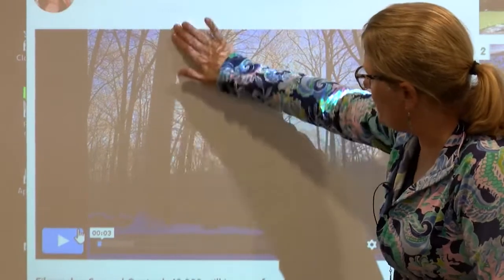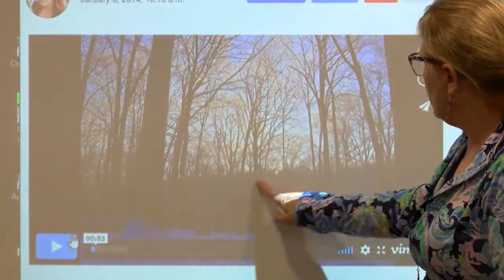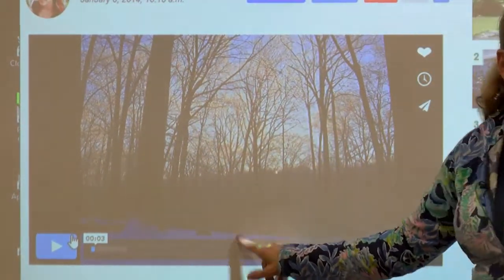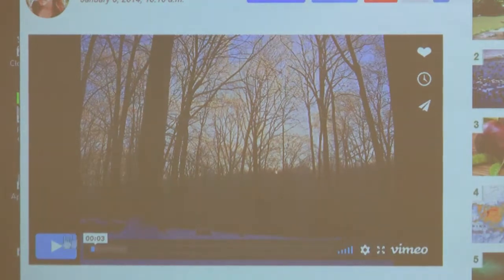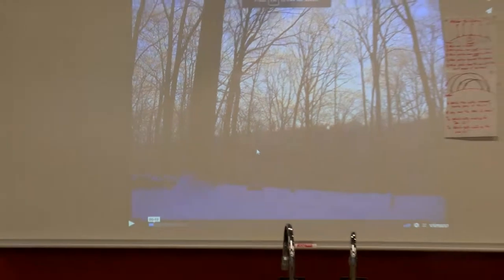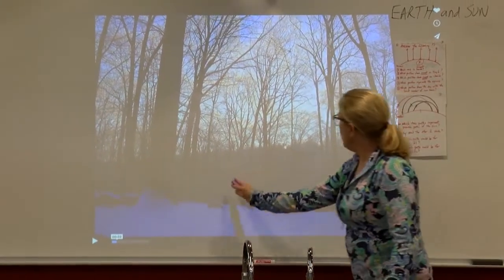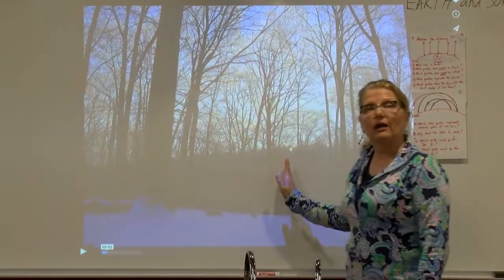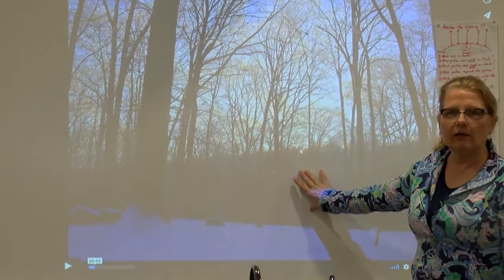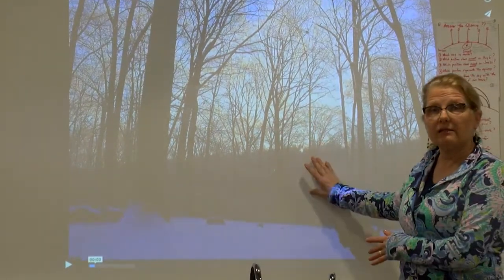Let's use this tree as a landmark. The sun is rising here. You can see that it's winter. I'm going to make this full screen. Okay. So you can see that it's winter. The sun was coming up over here. Now, the sun rises in what direction? It rises in the east.